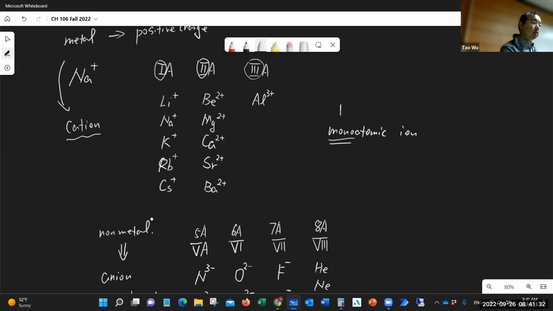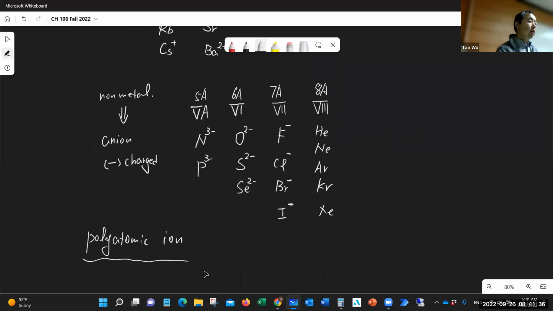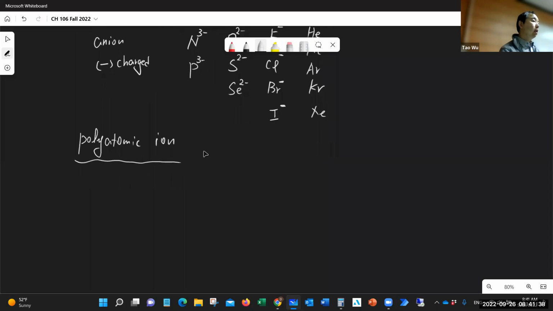That means this ion is made by one kind of element, but the polyatomic ion is made by multiple different kinds of atoms. Like what we talk about, carbonate, right? Baking soda, carbonate. This is carbonate, CO3 2 minus, and nitrate, or ammonium.